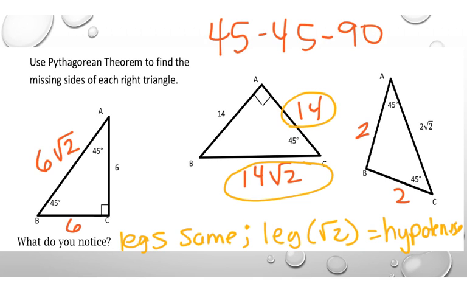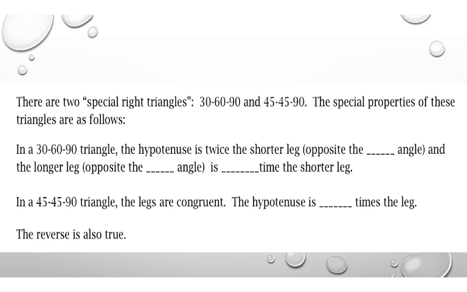Okay, so let's go to the next part and get some definitions written down, things we want to make sure we know. There are two types of special right triangles, a 30, 60, 90 and a 45, 45, 90. The special properties of these triangles are, in a 30, 60, 90 triangle, the hypotenuse is twice the shorter leg. The shorter leg is opposite the 30-degree angle, because remember the smallest angle is opposite the smallest leg. And the longer leg is opposite the 60-degree angle and is square root 3 times the shorter leg.